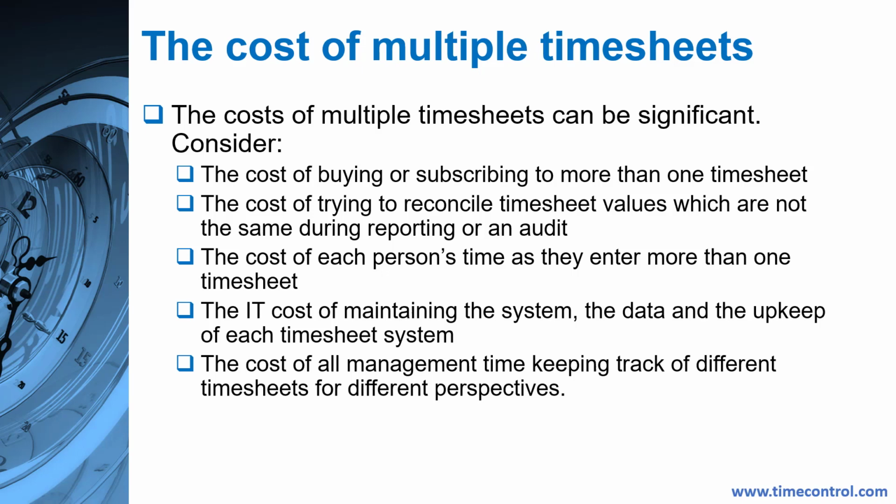Then there's the cost of trying to reconcile these different timesheets. And we see this everywhere. One part of the organization says, well, we have all this time against our projects that we've been tracking here, maybe in Project Online. And someone else says, well, we have this time that comes from payroll. How do we make sure that these two balance out?